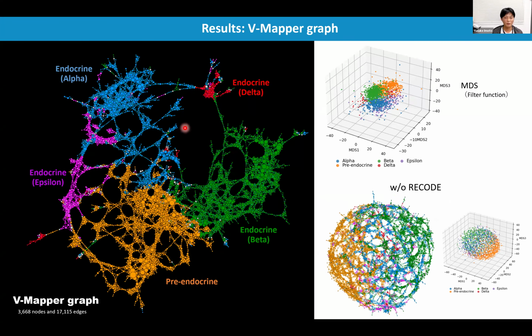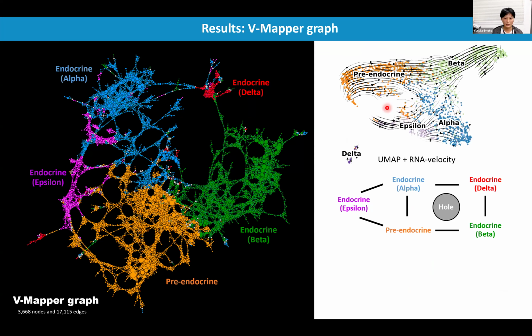This figure is the VMapper graph with RECODE. The VMapper graph consists of 3,700 nodes and 70,000 edges. Compared with the VMapper graph without RECODE, this VMapper graph represents the fine topological structure, which leads to the resolution of the curse of dimensionality. Moreover, compared with the dimensionality reduction by MDS, we clearly observe the connectivity among the cell types.